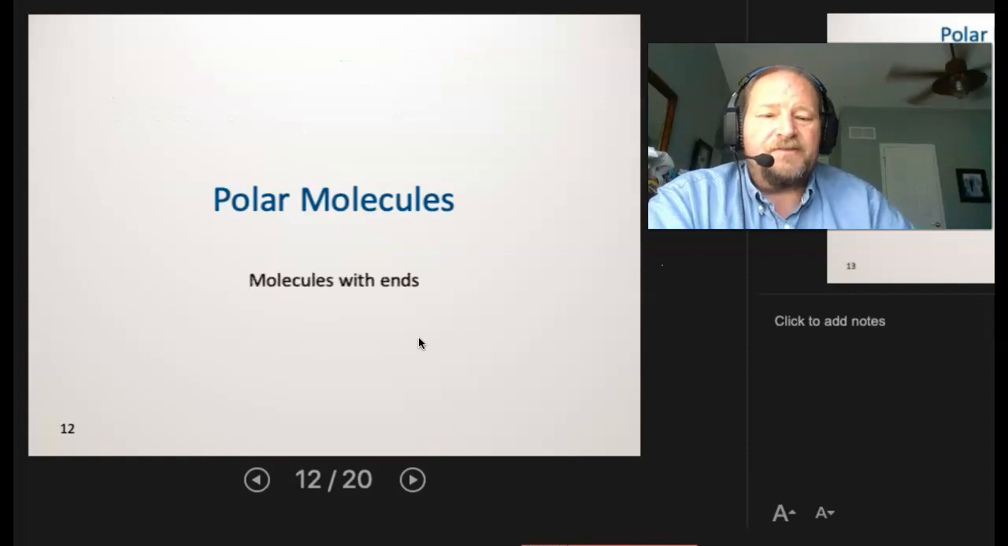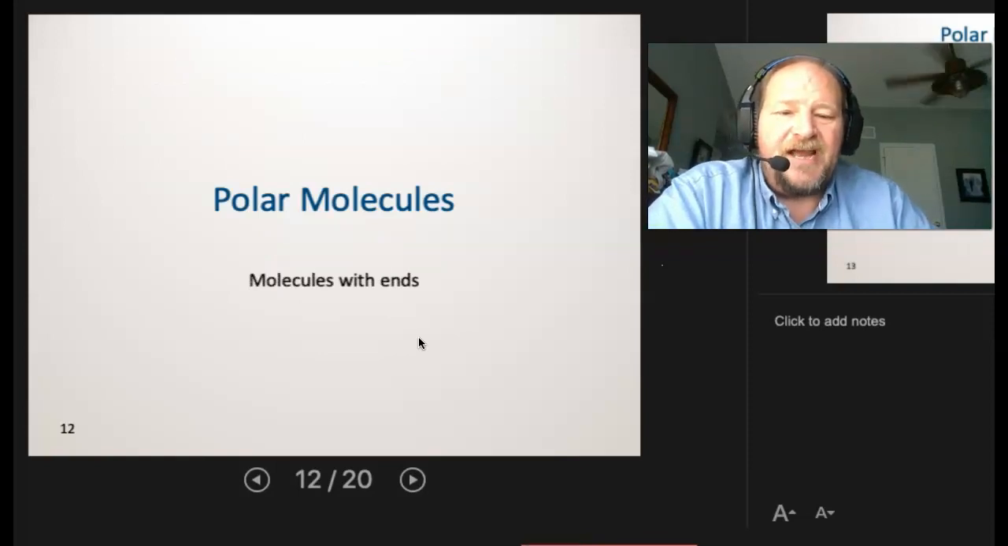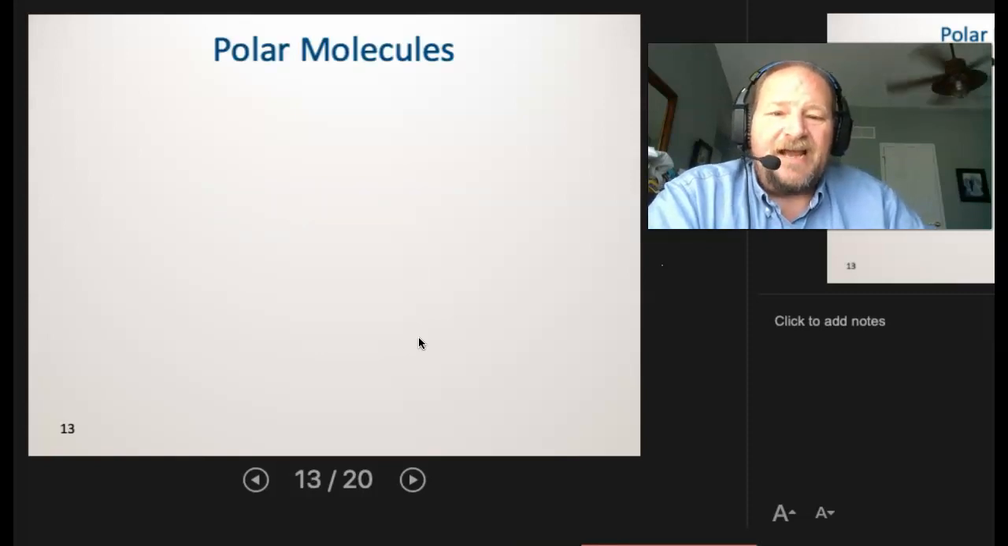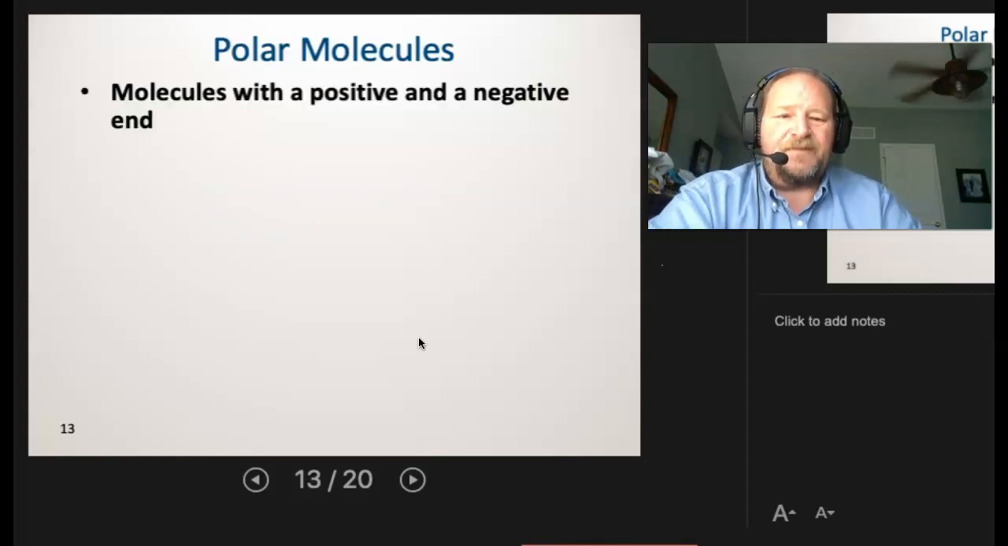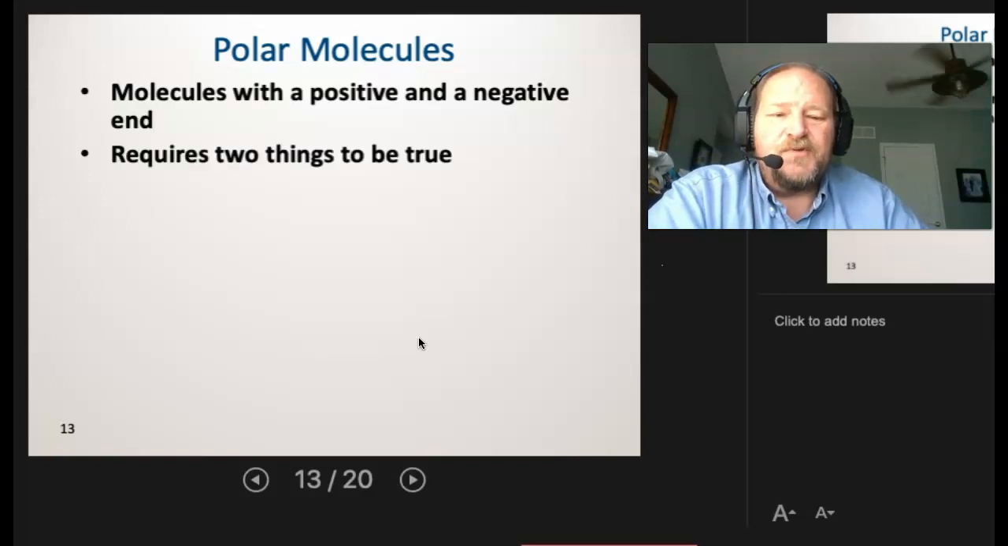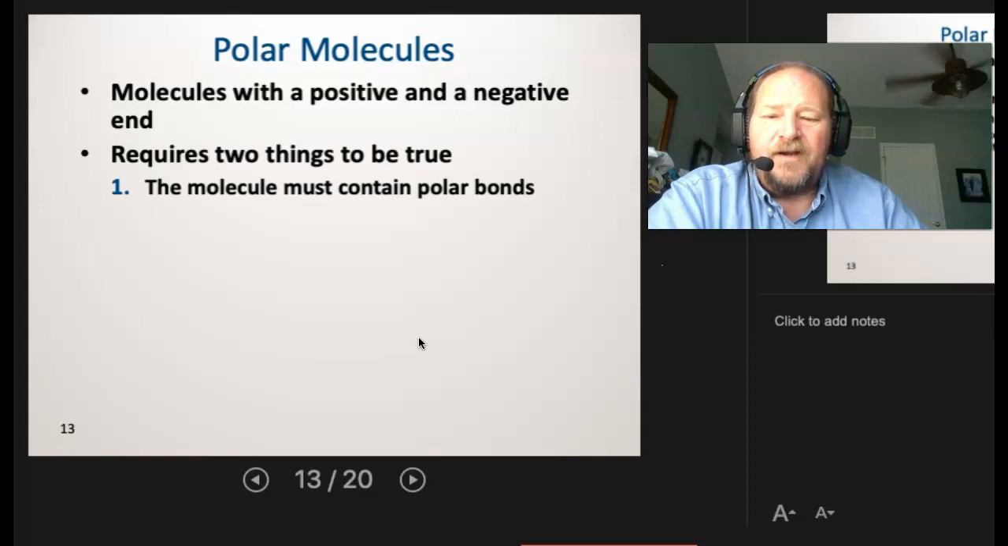So polar molecules would be molecules with ends, molecules that have a polar moment. Now, for that to happen, a couple things have to be true. Molecules that have a positive and negative end require 2 things to happen. 1, you have to have a polar bond. So the first thing we'll do is figure out whether or not we have a polar bond.